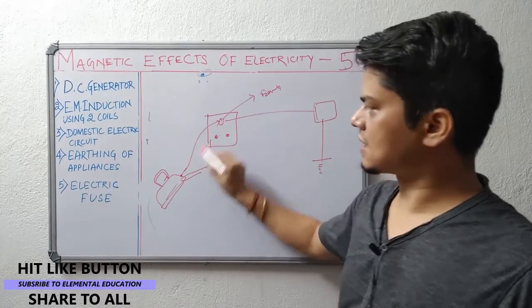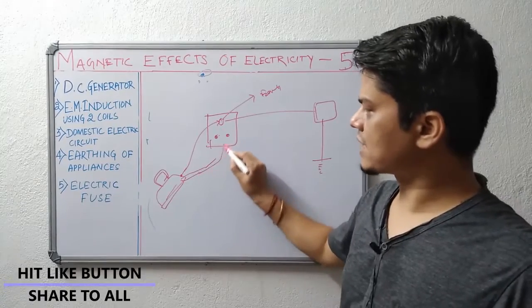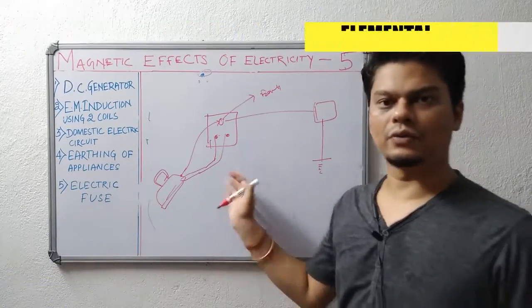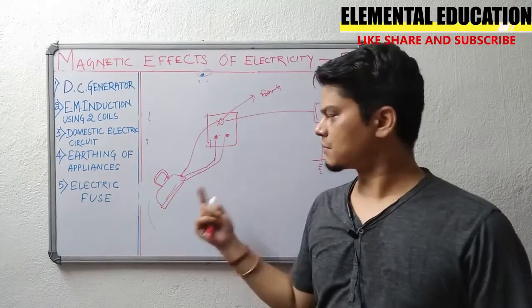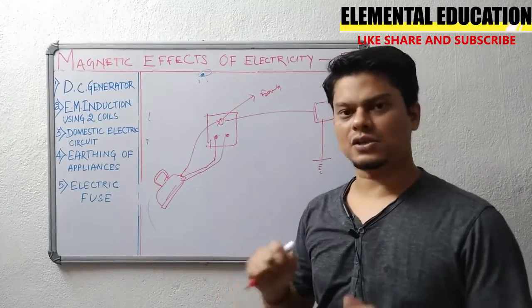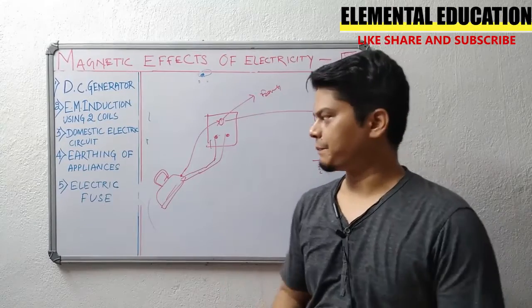This earthing is connected to here and these two wires are connected to line and neutral. This way we can protect ourselves from the leakage of any current or shock from the electricity.